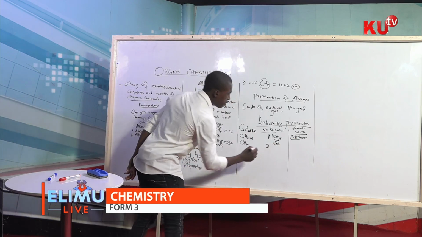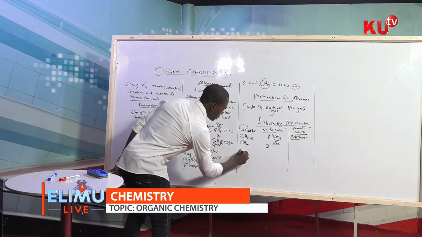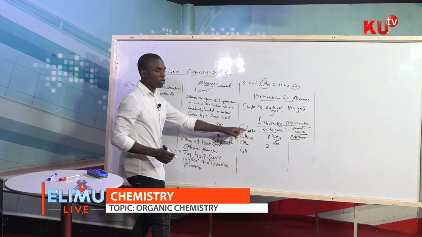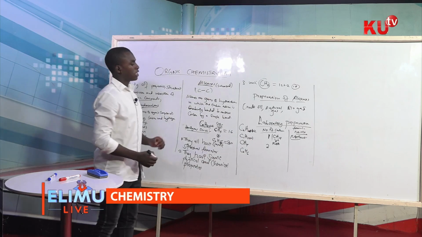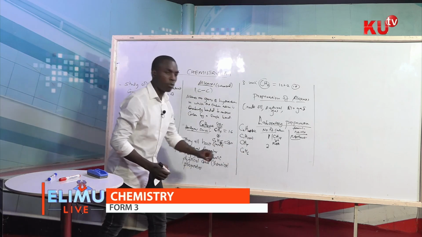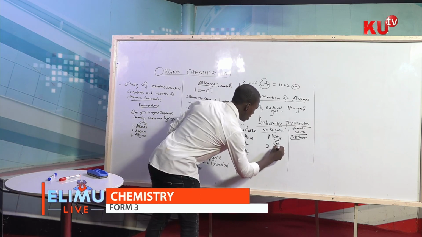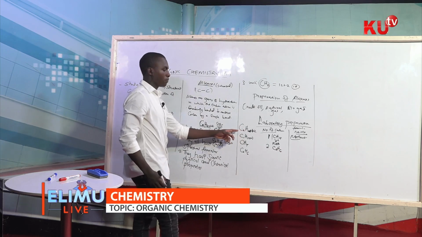So the second member will have two carbons. The number of carbons here is 2, so it will be C2, and hydrogens 2n plus 2. So it will be 2 times 2, which is 4, then add 2, giving us 6. So the second member will have 2 carbons and 6 hydrogens. So it will be C2H6, following the formula CnH2n+2.